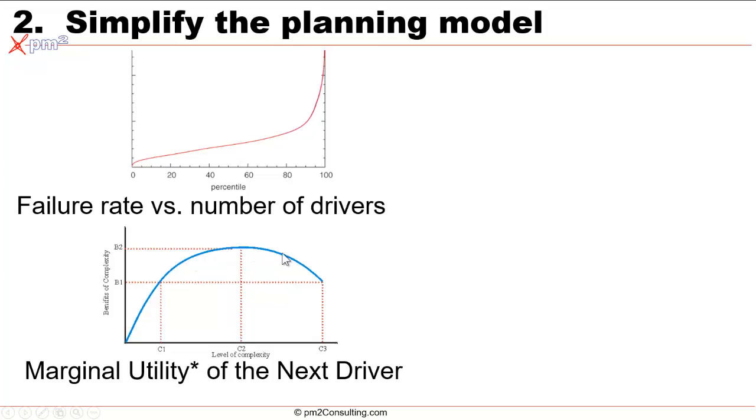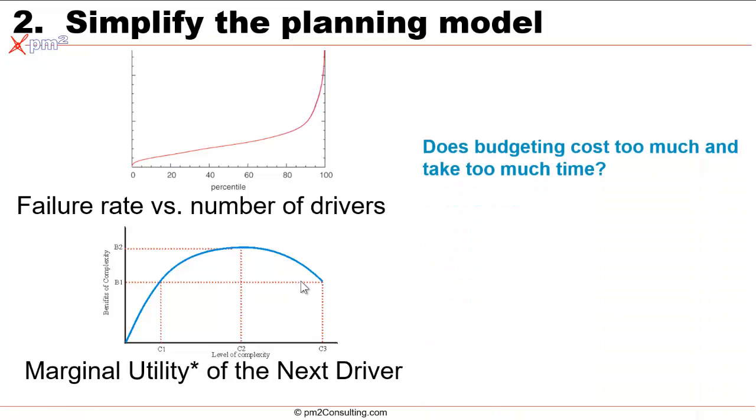Then you have this sort of declining, if you take a look at the slope of the curve, a declining benefit. But at a certain point, you actually go over the curve, and each additional driver you add reduces the value in your plan, because now I have drivers conflicting with previous drivers, and we bog the whole system down. So the thing is, budgeting costs too much and takes too much time.